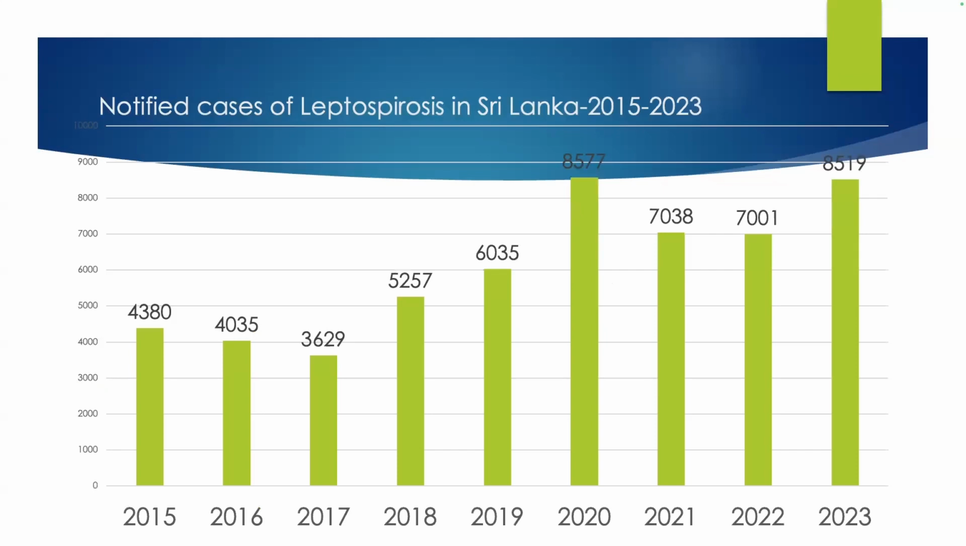If I talk about the number of cases from 2015 to 2023, you can see there had been rising numbers. For the past 4 years, it was somewhere around 7,000 to 8,000. You cannot see an increasing or decreasing trend. This could be because we are sometimes not properly notifying the number of cases. So on average, it's about 8,000 cases per year.